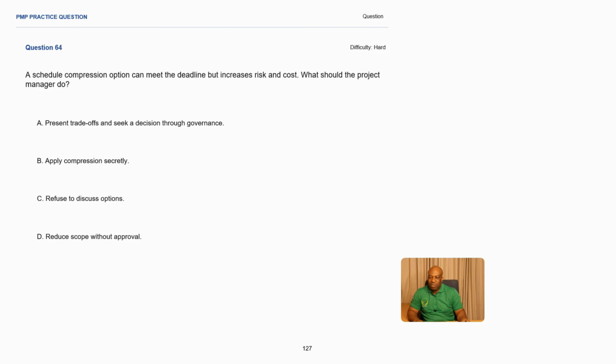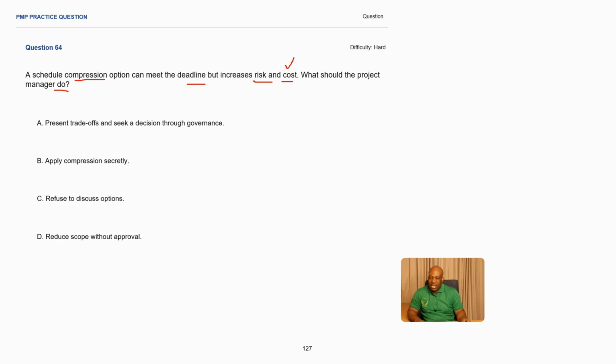Practice question number 64. A schedule compression option can meet the deadline but increase risk and cost. What should the project manager do? The project manager is supposed to make the right decision here. What is our problem statement? We have a schedule compression. You can even do it through fast tracking. Then you also have compression options that can meet the deadline, but it's going to increase the risk and the cost. This is what is normally called crashing when it comes to project compression, because here we're increasing the cost. So what should the project manager do?